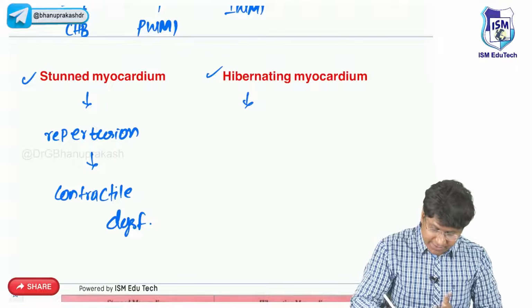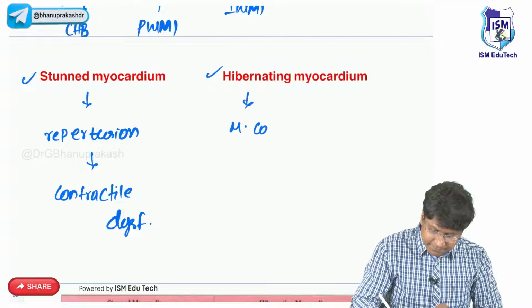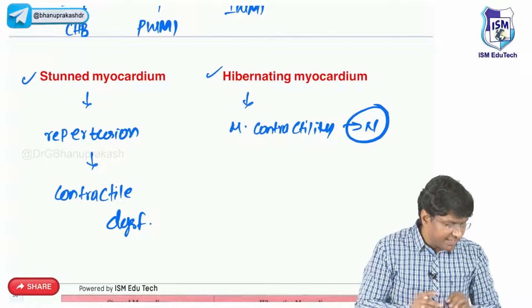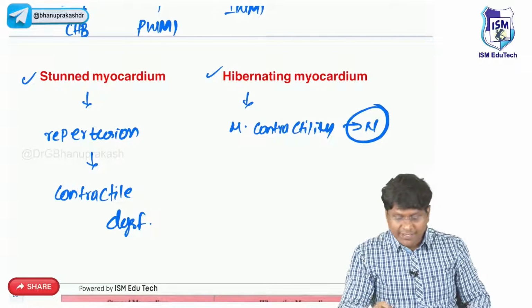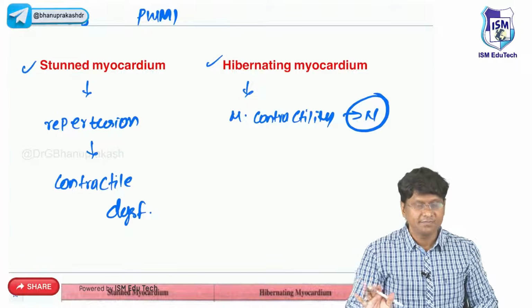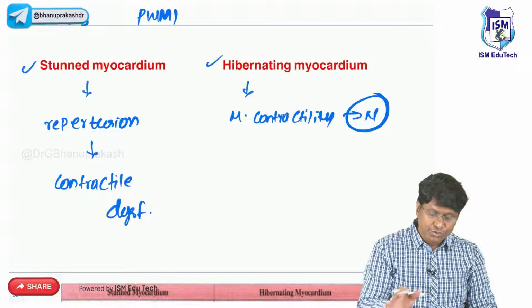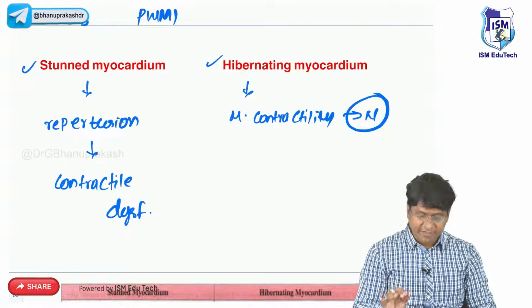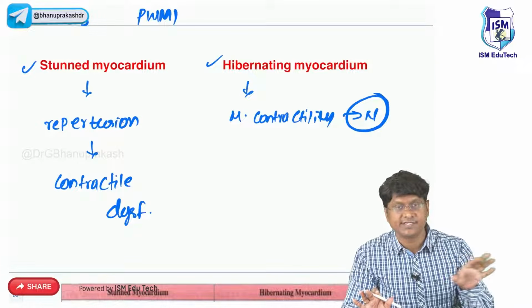Okay, so the myocardial contractility will return back to normal after the myocardial reperfusion. That will be your hibernating myocardium. So you can differentiate these two by your imaging studies, right? So this is about your coronary artery disease, quick revision.